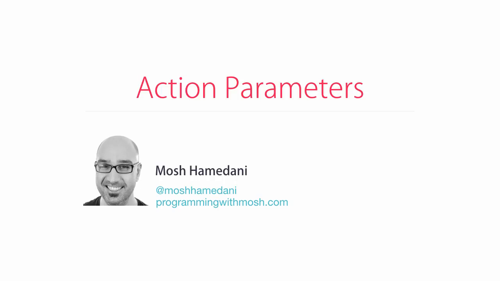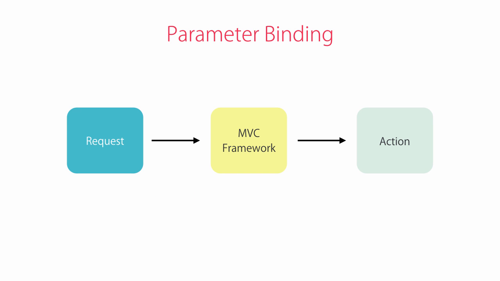In the last lecture, we looked at action results, which are the output of our actions. Now, let's take a look at action parameters, which are the inputs to our actions. When a request comes in the application, ASP.NET MVC automatically maps request data to parameter values for action methods.